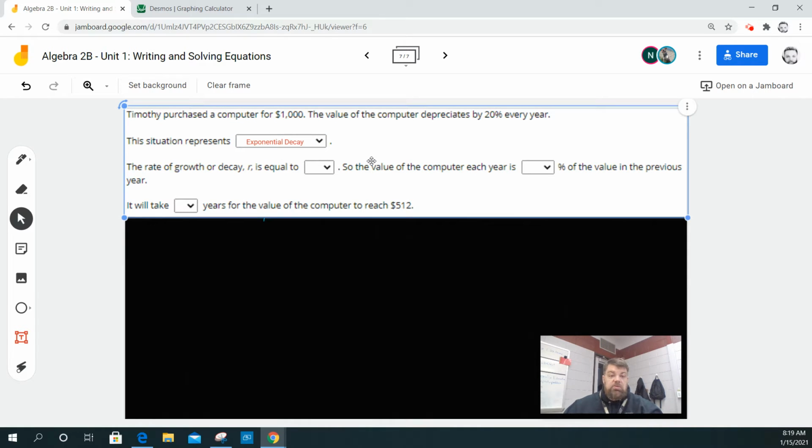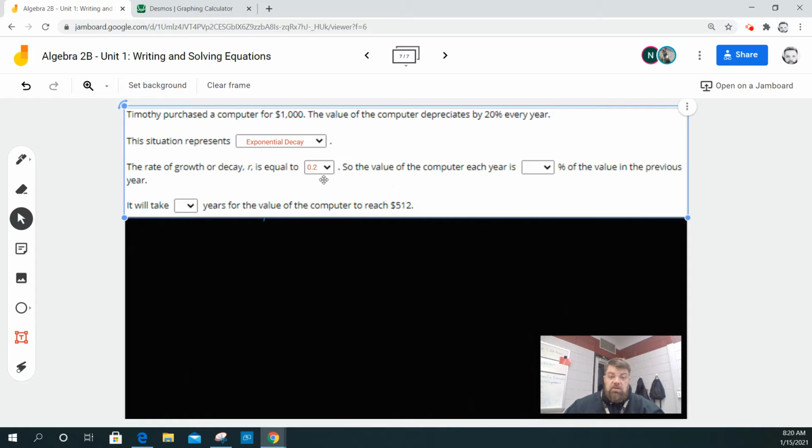So that's exponential decay. Okay. So then what is the decay? What is the rate? Well, the rate is just going to be 0.2, right? Or let me put it this way, 0.2.